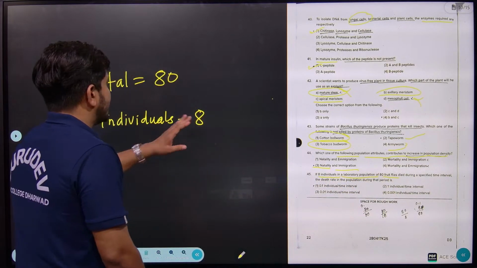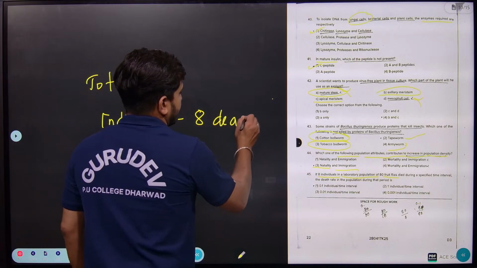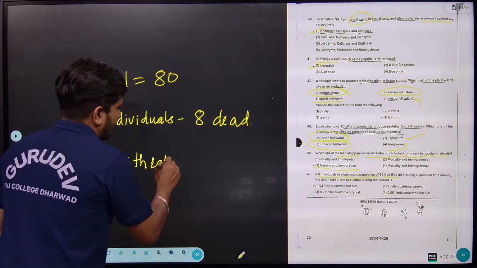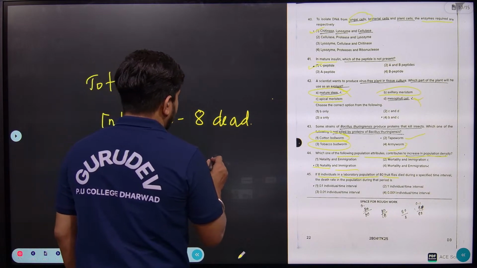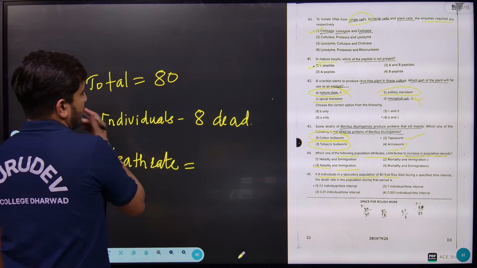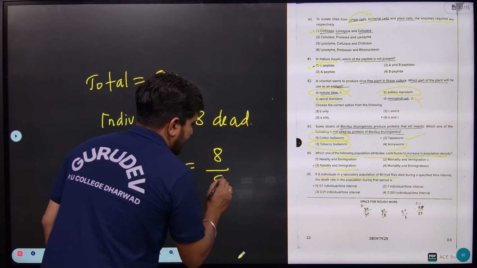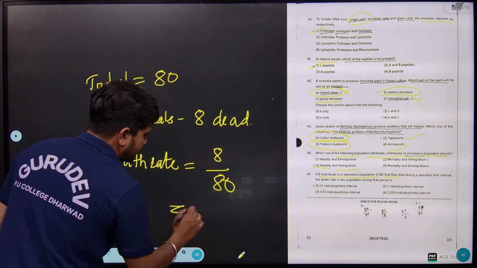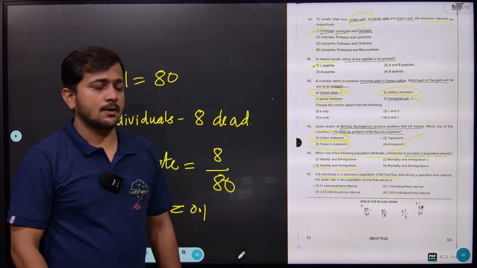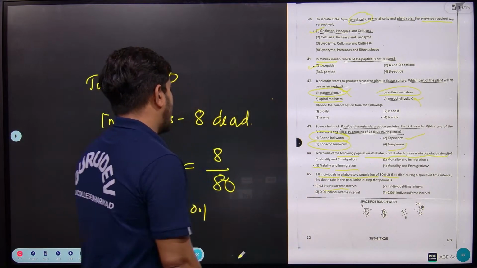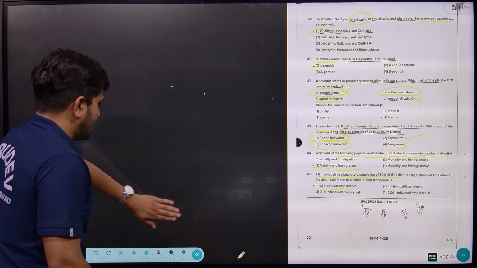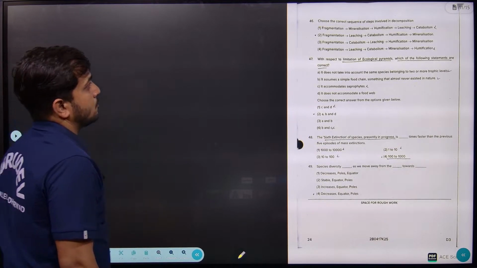So here, these 8 individuals actually died, and we have to find out the death rate. To find the death rate, I'm going to use how many individuals died with respect to the total number. So 8 divided by 80. The answer I am going to get is 0.1, right? So 0.1 individual per time interval will be the answer here. A simple question, right?